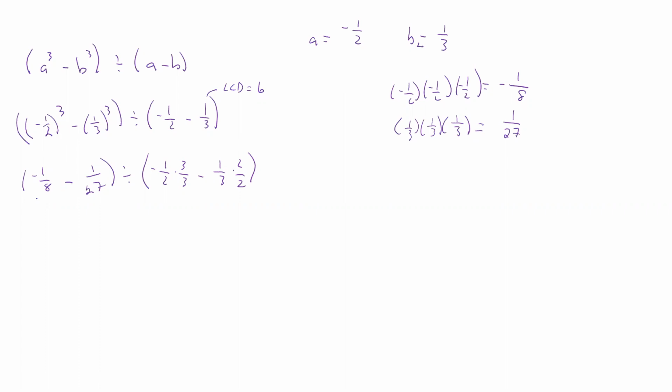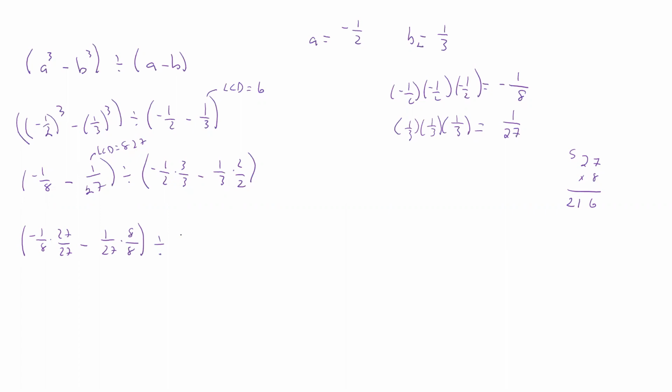Well, that's 2 times 2 times 2. And this is 3 times 3 times 3. So that means we're going to have an LCD on the first one of 8 times 27, which is 216. So we're going to have to get a common denominator of 216. So that's going to be minus 1 over 8 times 27 over 27 minus, and now we have 1 over 27 times 8 over 8.